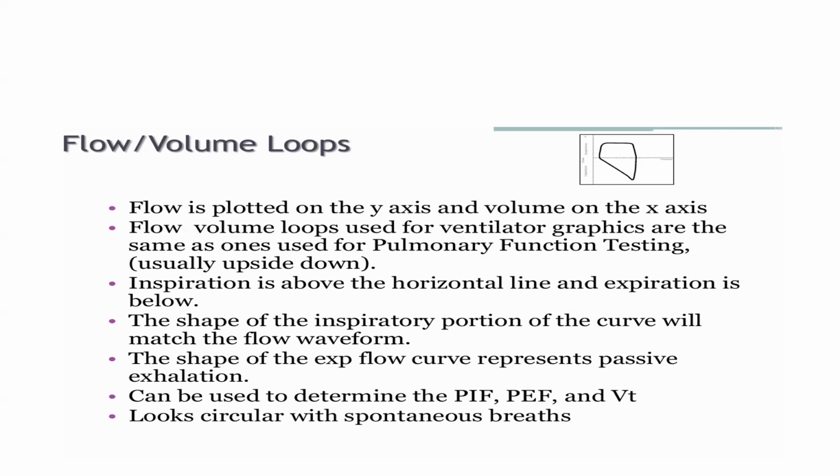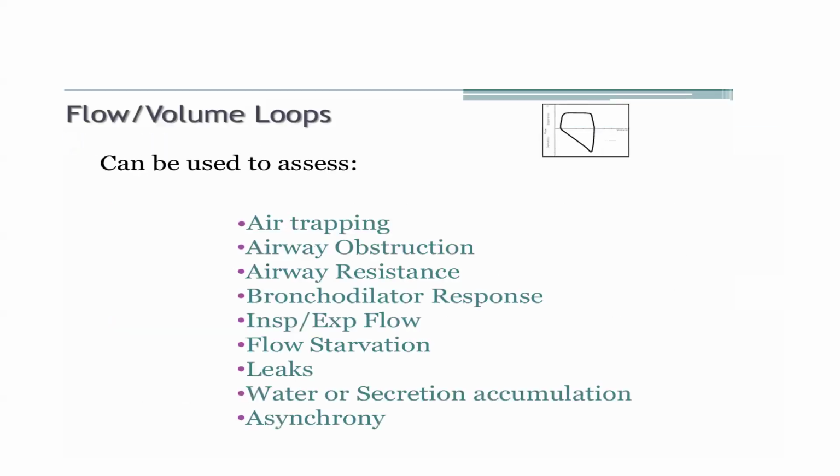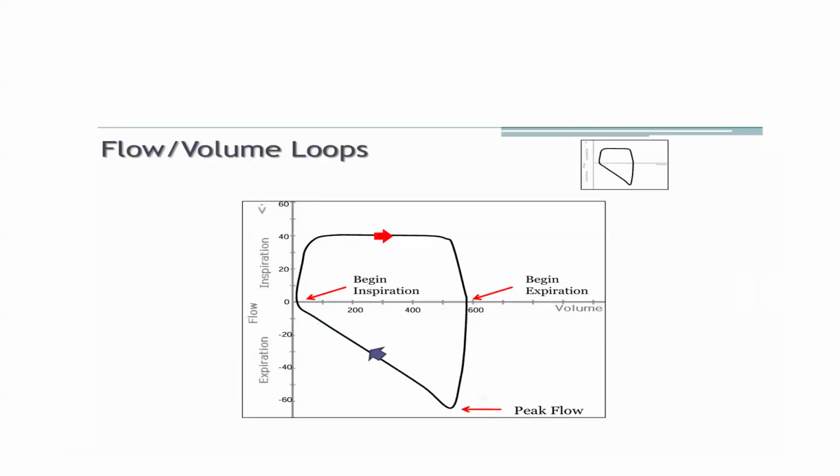The shape of the inspiratory portion of the curve will match the flow wave. The shape of the expiratory flow curve represents the passive exhalation, and it can be used to determine the peak inspiratory flow, peak expiratory flow, and tidal volume. It looks circular with a spontaneous breath. So it can be used to assess air trapping, airway obstruction, airway resistance, bronchodilator response, inspiratory and expiratory flow, flow starvation, leak, water or secretion accumulation, and asynchrony.